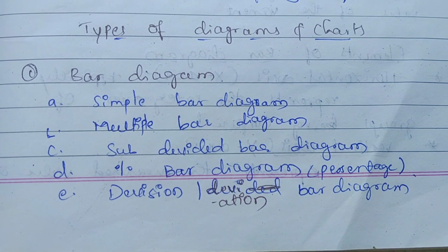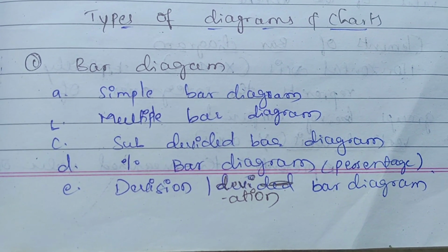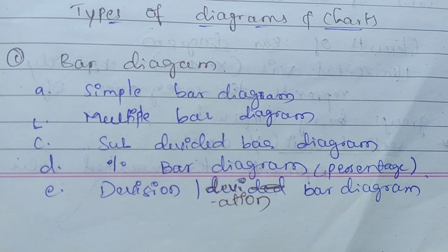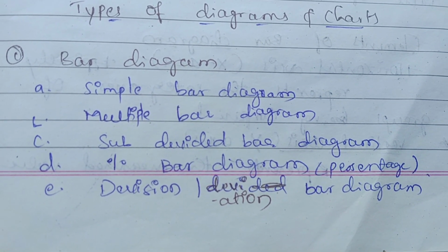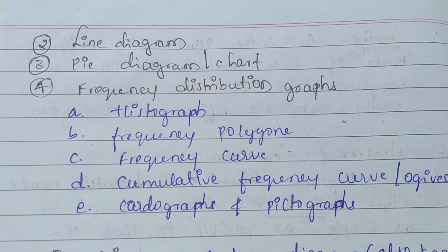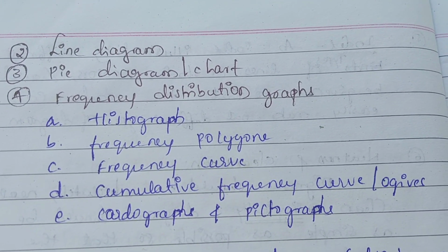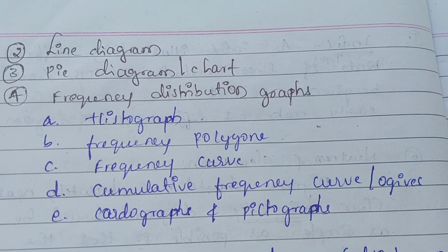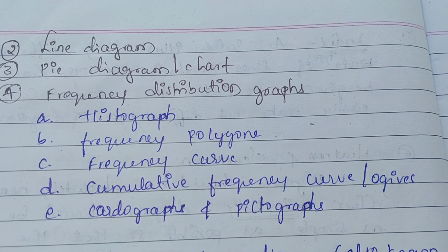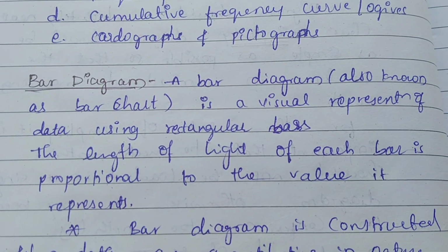This is types of diagrams and charts. Firstly we have bar diagram. In that, simple bar diagram, multiple bar diagram, subdivided bar diagram, percentage bar diagram, and division bar diagram. Second type is line diagram, pie diagram or pie chart, and frequency distribution graphs. In frequency distribution types we have five: histogram, frequency polygon, frequency curve, cumulative frequency curve like ogives, and cartographs or pictographs.